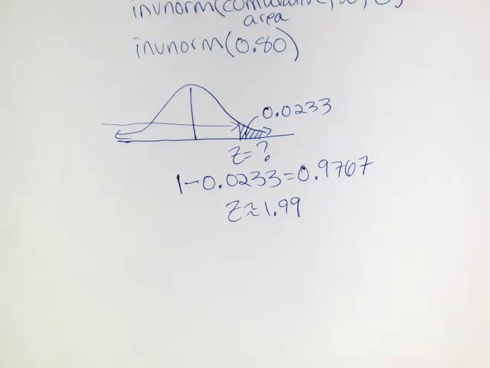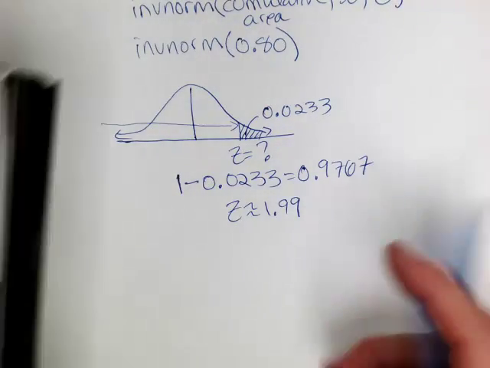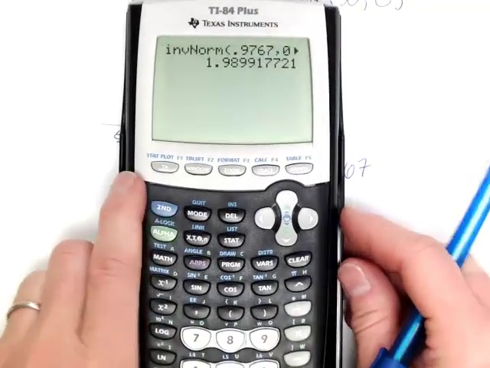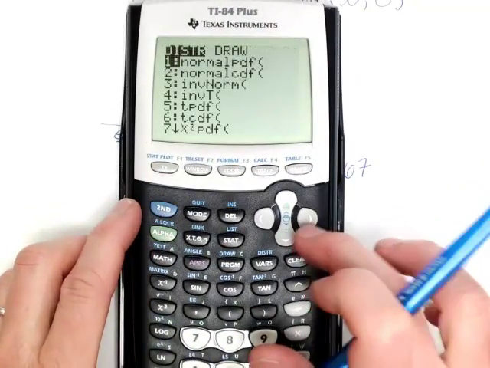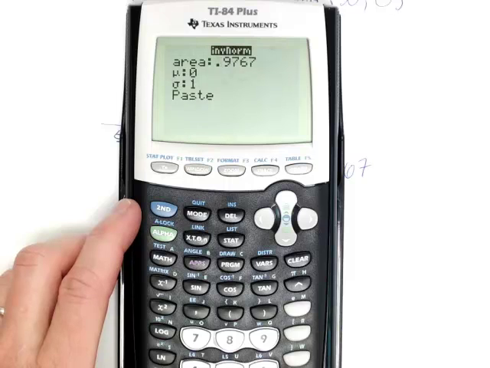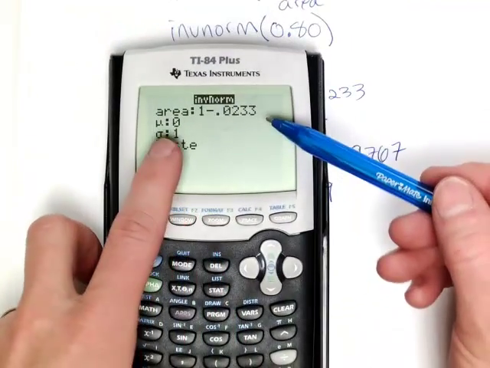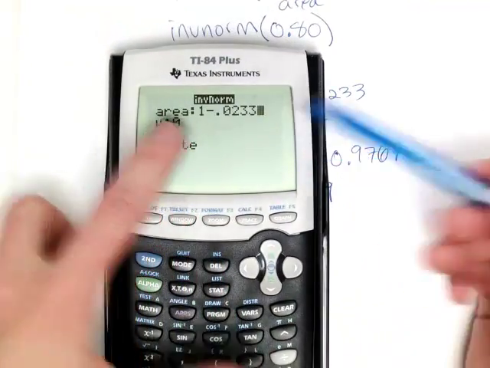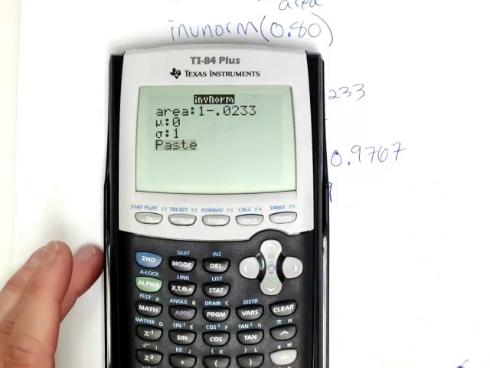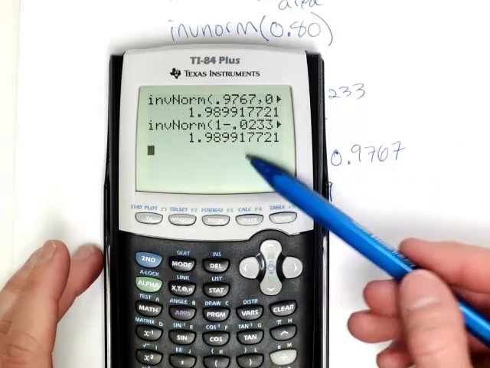Now, if you're super lazy and you don't want to do the subtraction separately, you can go to your distribution menu, and in your area, put 1 minus 0.0233. It should be able to handle that calculation inside there. And there we go.